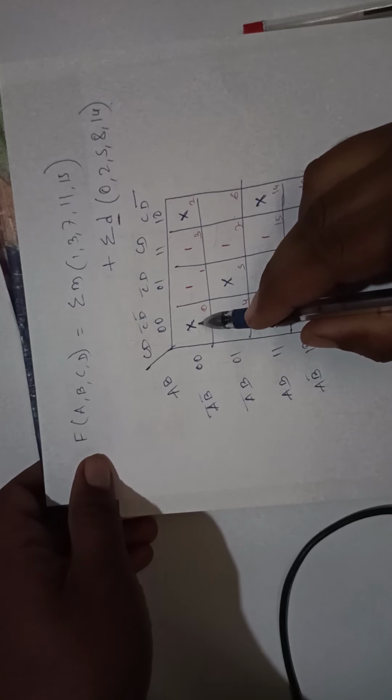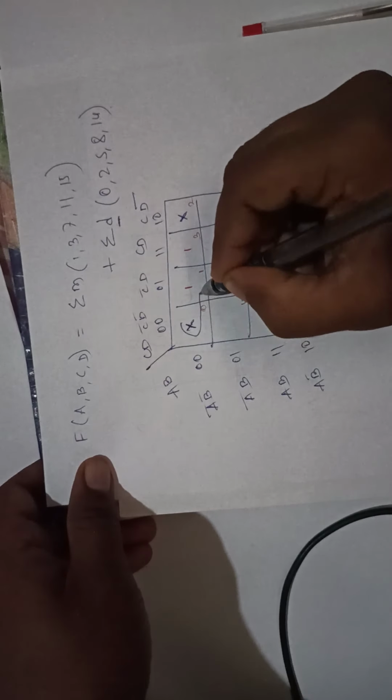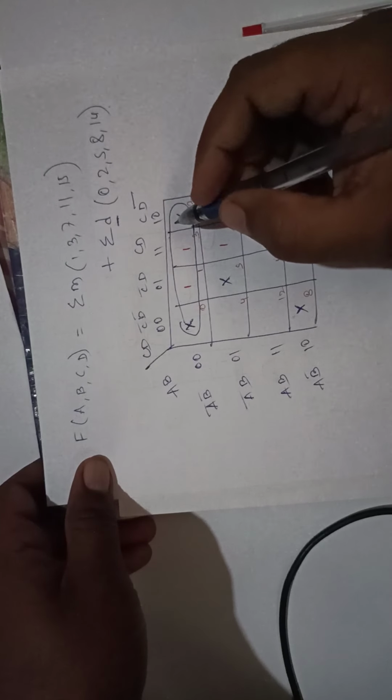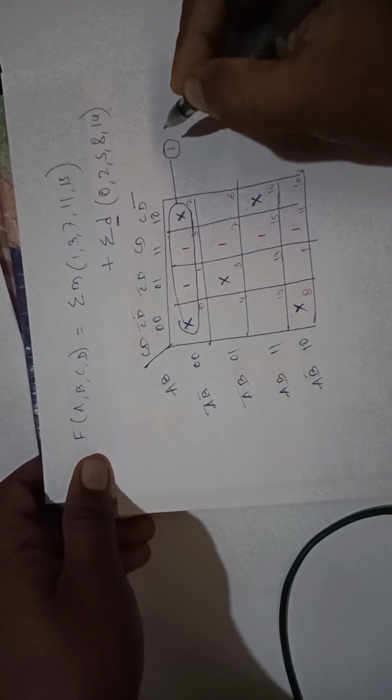Here, check x1 x. It means there is a possibility to make this group of 4, that is the quad group. Hence we prepared that and we used the don't care condition.